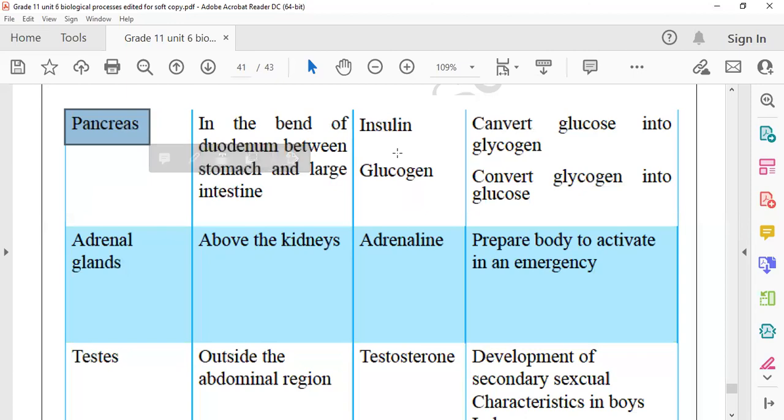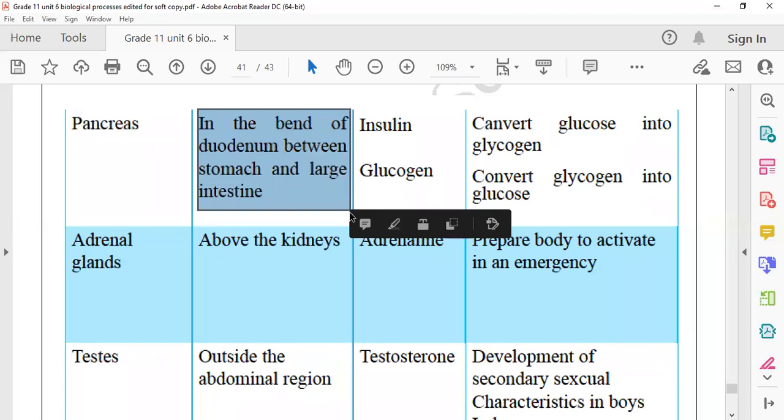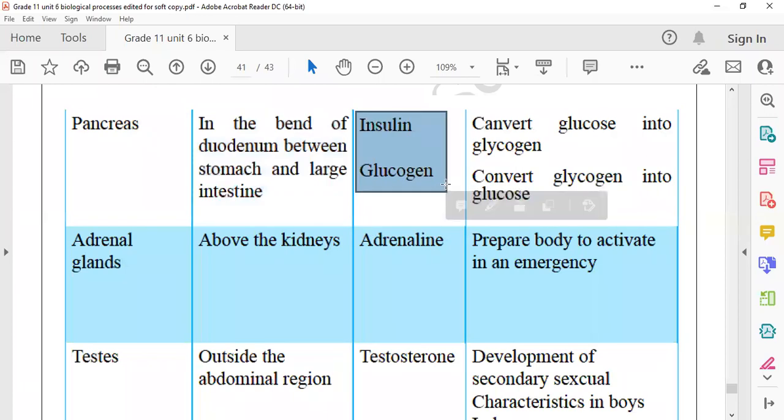The pancreas is our next. Its location is written like this. Can you read the location? In the bend of the duodenum between stomach and large intestine. The pancreas secretes two hormones. What are the two hormones? Insulin.